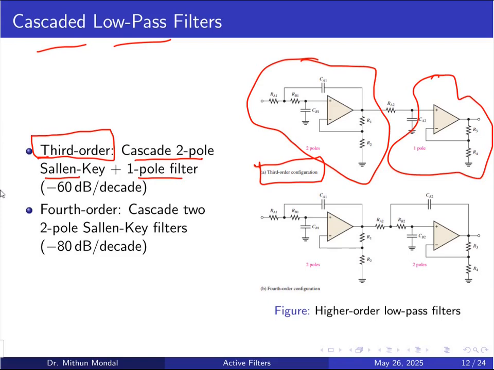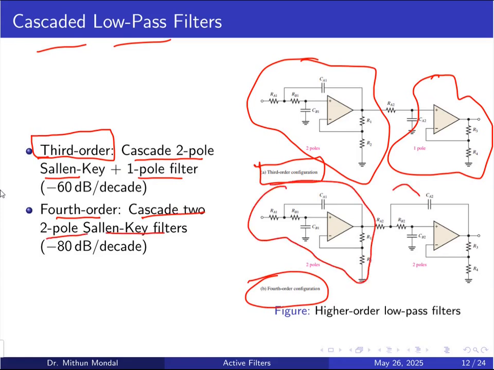So totally you are basically getting the third order low pass filter. If you want to make a higher order, like a fourth order configuration, then in that case you can cascade two two pole Sallen-Key filters. So here you have one Sallen-Key, and another here you have one Sallen-Key. So you will be getting the fourth order, and the rolling off rate will be minus 80 decibel per decade. So cascading of filters we do when we want to get more number of poles in the filter response.